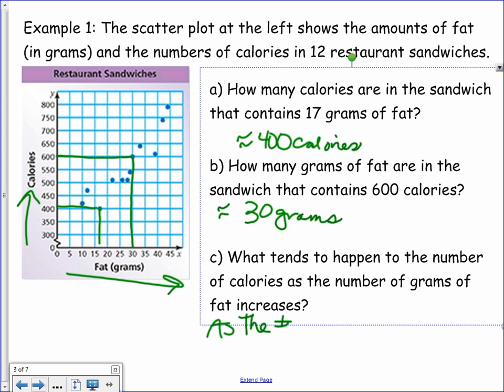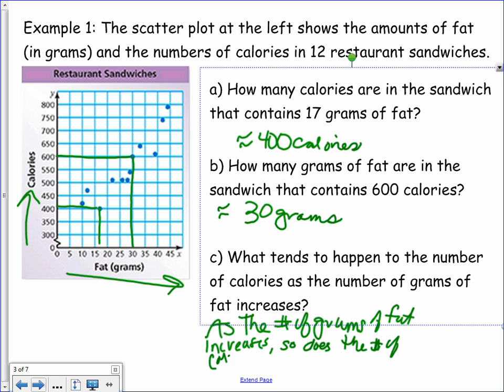So as the number of grams of fat increases, so does the number of calories.